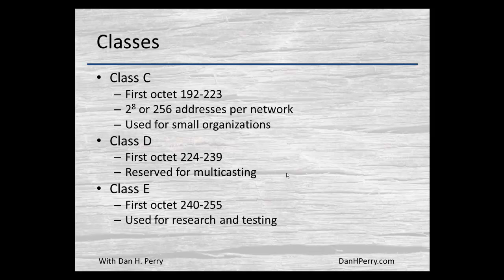Class D networks, the first octet range is 224 to 239, and those are reserved for multicasting, for being able to send out one packet to be received by multiple computers. We'll talk more about multicasting later. And the Class E, the last group with a first octet value of 240 to 255, is something you probably will never see. And that range is used for research and testing purposes.